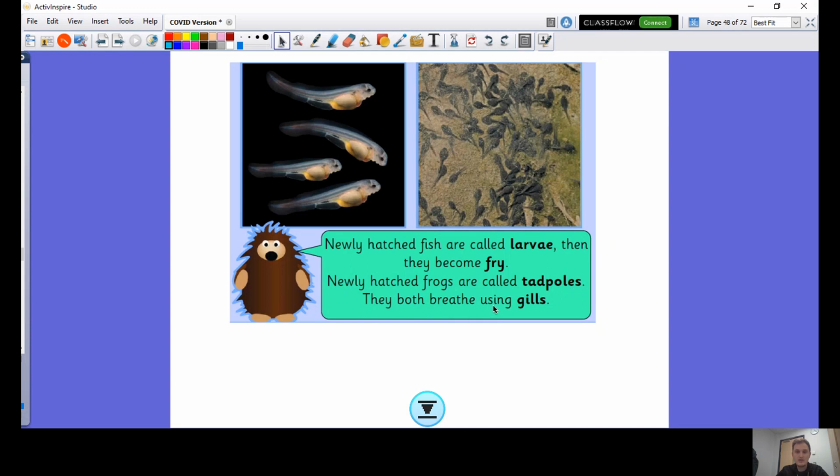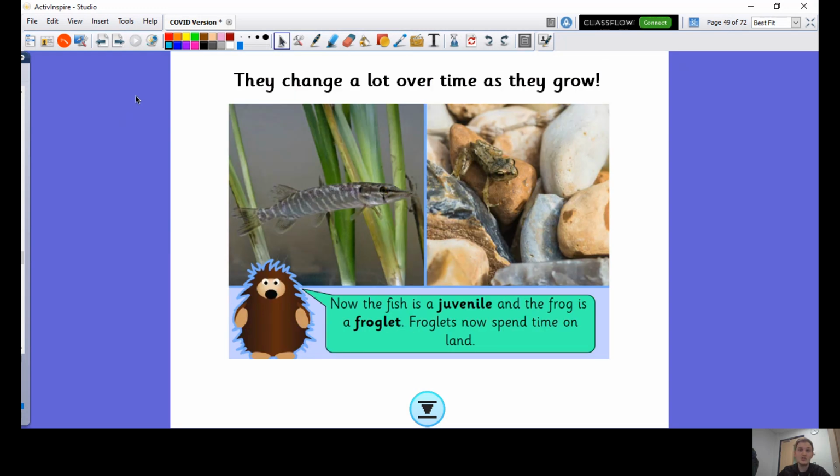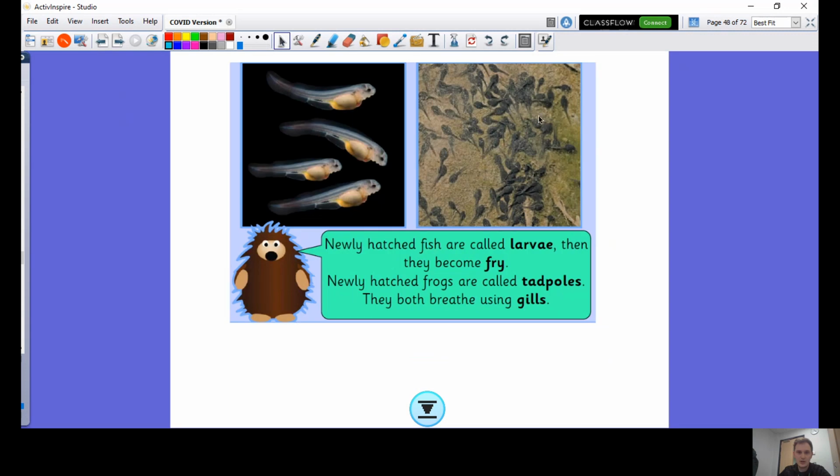They both breathe using gills. Remember, gills are the things that help them. They're on the sides of the fish by their head, and it helps them to breathe underwater. And you can see here are the larvae that become fry, and here are the newly hatched frogs that are called tadpoles. And they're both breathing underwater. They change a lot as they grow, and you can see them growing here. That's what they used to look like. They're kind of see-through here, aren't they? You can see they're vertebrate.